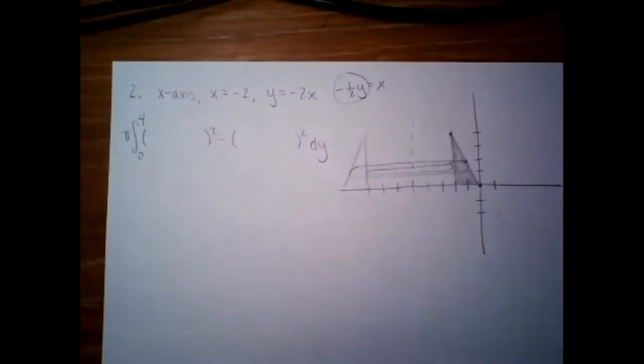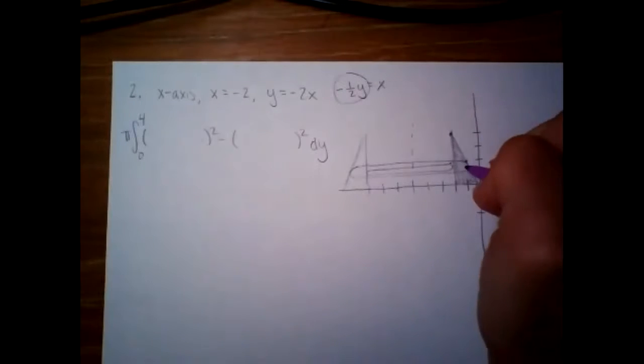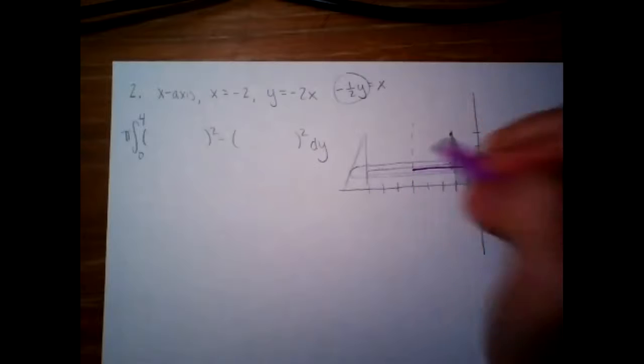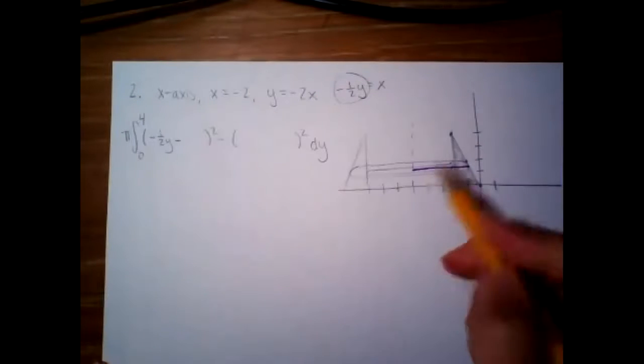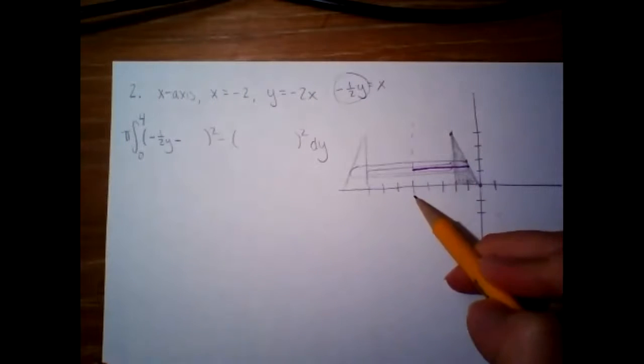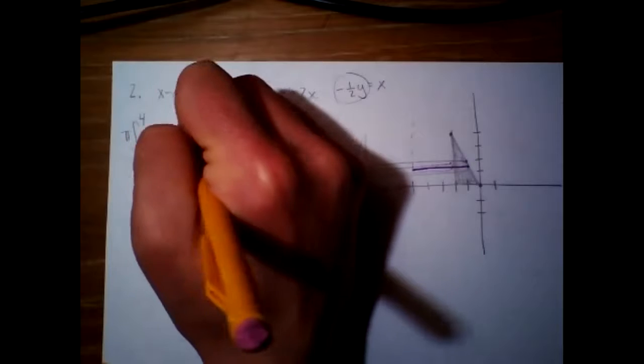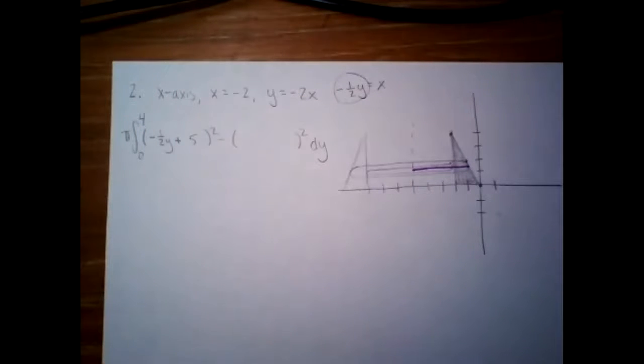Now let me color code this here. So the outer radius is right graph minus left graph. So the right graph is this line. So that's the -1/2 y minus, and then the left graph is -5. So it's minus -5. That'll be +5.